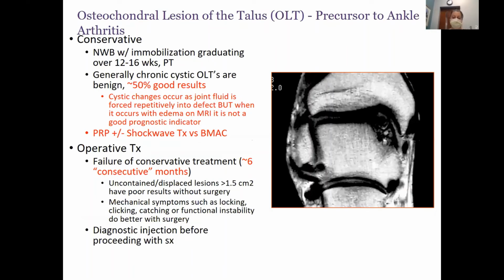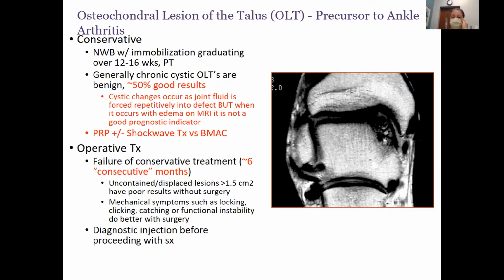Just to touch on this briefly, in case you've had any prior injuries, this is kind of the precursor to ankle arthritis. It's called an osteochondral lesion of the talus. And you can see here on the x-ray right here, that's where we're starting to see the degeneration, the breakdown within the joint itself.